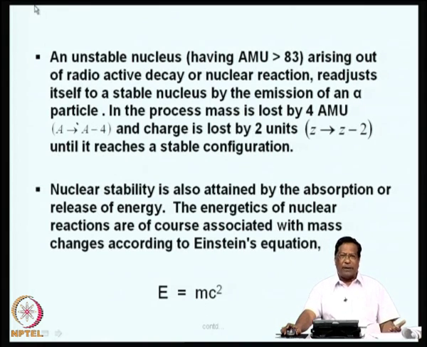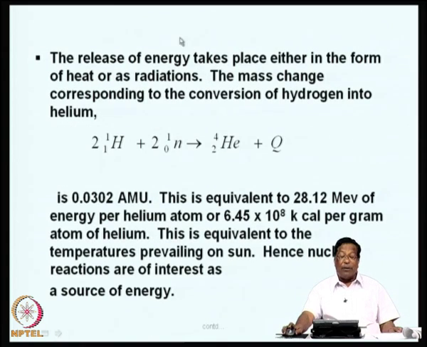The excess energy, if it is there, is simply lost and the atom reaches the stable state. The energetics of a nuclear reaction are therefore associated with the mass changes, according to the Einstein equation E is equal to mc square, where E is the energy, m is the mass and c is the velocity of light. A very famous equation which won him the Nobel Prize, including the contribution to the theory of relativity. The release of energy from a nucleus takes place either in the form of heat or as radiation.